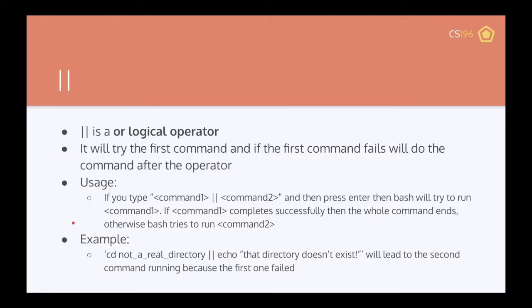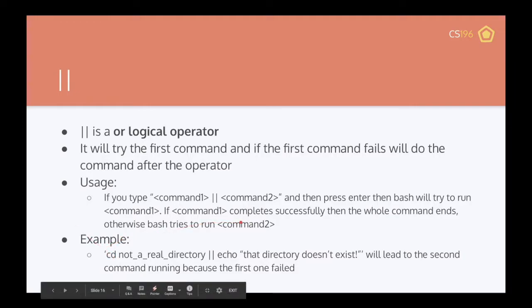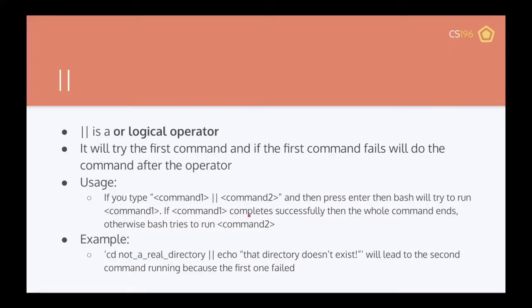If command 1 completes successfully, then this whole thing ends after command 1 runs, but if for any reason command 1 fails, it'll run command 2 instead. So this is a good way to double check if something that you ran worked successfully. You could say like, run a Python script here, and if there's any error, just run this instead.